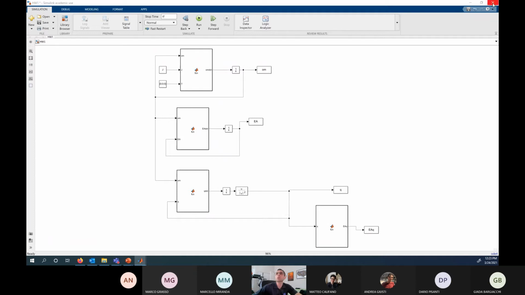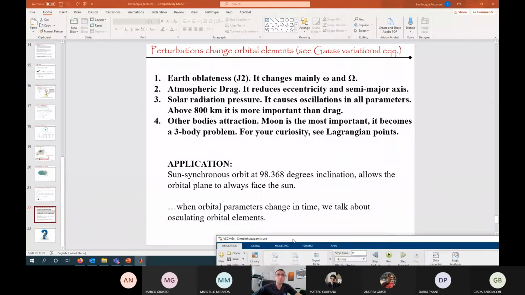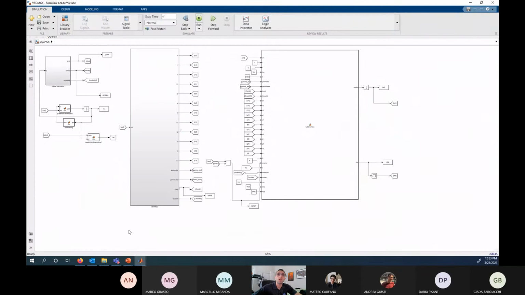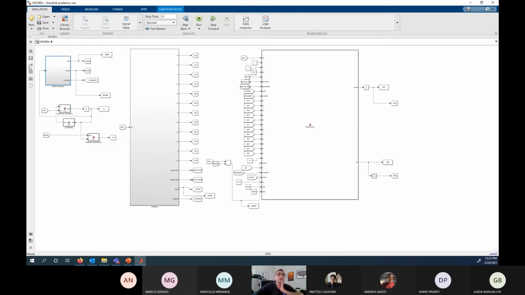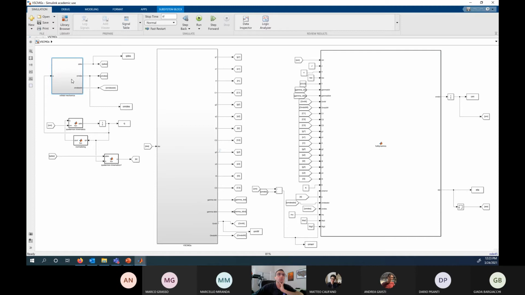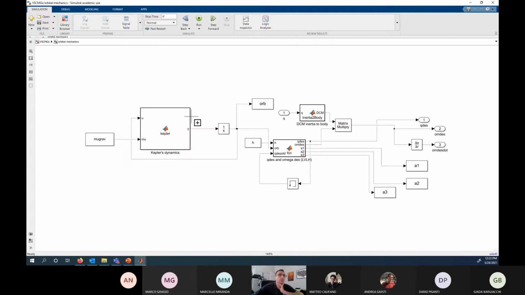Since we talked about orbits, though, I really want to go back to, let me close this homework here, to our final assignment, okay? It shows you that there is a block in the main model that simulates orbital mechanics, and out of it I create a desired orientation and a desired omega, and we'll see what they are.